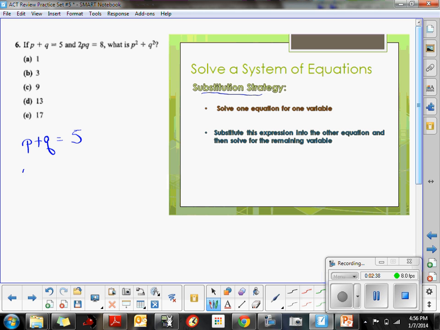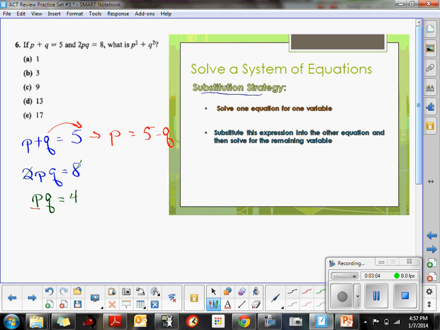So we've got 2 times p times q equals 8. I am going to simplify just like I did before. I'm going to divide both sides by 2, which means p times q has to equal 4. So now what we're going to do is use a substitution principle. I want to get rid of one of these. I'm going to get rid of p. So that means I'm going to take this equation and solve it for p. So p is equal to, if I subtract q, 5 minus q.